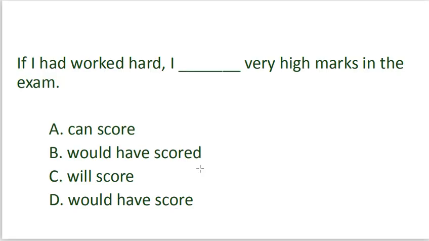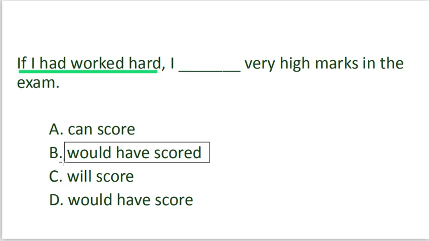This question is based on subjunctive mood. This type of expression is simply called the conditional subjunctive, in which an instance that can never be reversed is expressed. Now, this is an expression of regret. If I had worked hard, it means the speaker did not work hard. I dash very high marks in the exam is just an expression of wish, which we are going to express in the past form. Therefore, our correct option is option B. If I had worked hard, I would have scored very high marks in the exam.